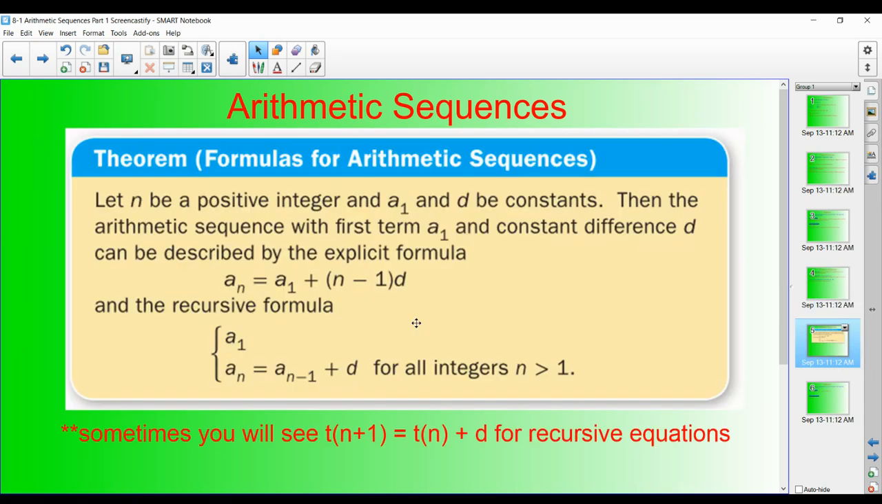Okay, so like I said, here are the formulas. Explicit looks very linear, kind of like mx plus b. d is the change, d is like the slope, or how much we go up by each time, and a sub 1 is the first term. And then for recursive, we need a term, and we need to know what the step is.